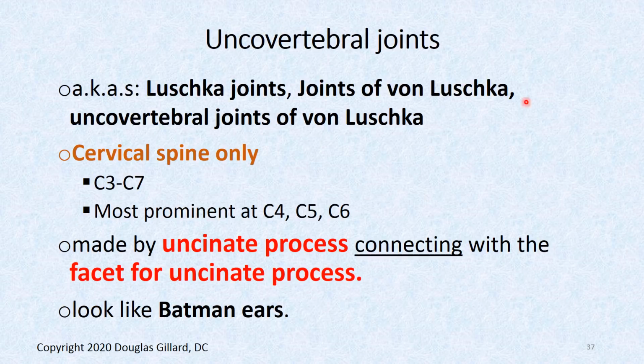Uncovertebral joints. So super important concept to cervical spine patients, especially with arthritis. They're also called the Luschka joints, or the joints of von Luschka, after the guy who discovered it, or the uncovertebral joints of von Luschka. Uncovertebral joints is what I usually call them, or sometimes I just call them Luschka joints. Only in the cervical spine, and they're not everywhere in the cervical spine. C1 and C2, atlas and axis, don't have them. They're the most prominent at C4, 5, and 6. They are made by two pieces, the uncinate process, sometimes called the uncus, and that connects with the facet for the uncinate process, which we just talked about.